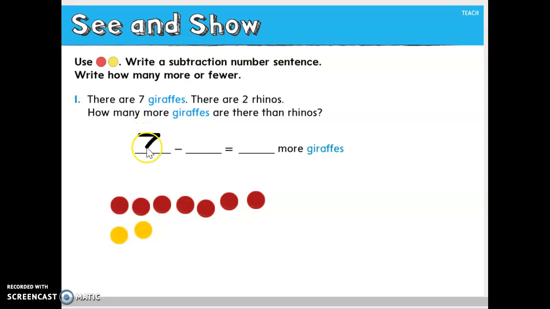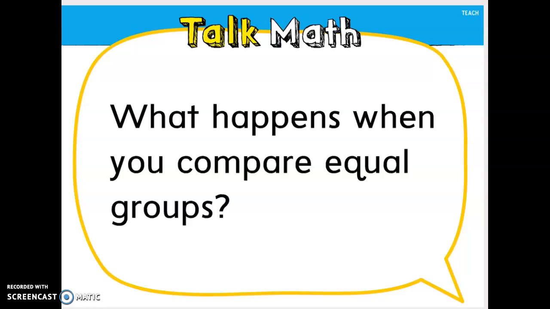So I have 7 giraffes, and I'm going to take away the 2 that I have for rhinos. So here they are. We're going to take away these 2. And when I take those 2 away, the difference is the number that I have left here. 5 more giraffes. Oops, my 5 is not very good. There we go. There is a little talk math at the bottom of the page that says, what happens when you compare equal groups? Well, they are both the same and there is no difference between them.